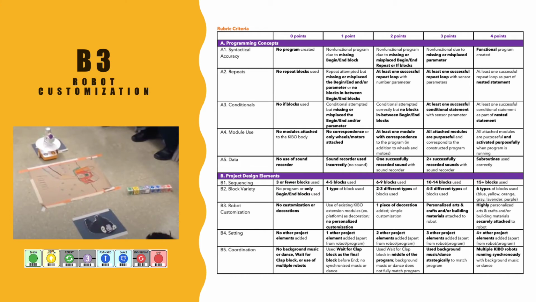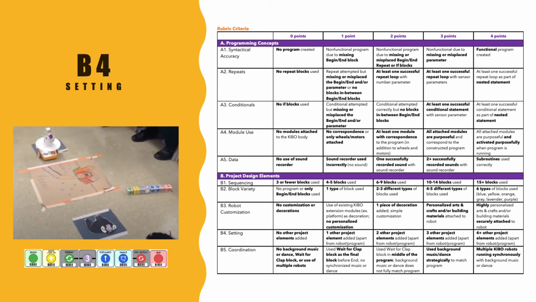The third criterion is robot customization, or the extent to which the robot is decorated or personalized according to the project theme. In this example, the robot's decorations are highly personalized and used multiple kinds of arts and crafts materials that were securely attached to the art platform. Thus, the score for B3 is 4 points.